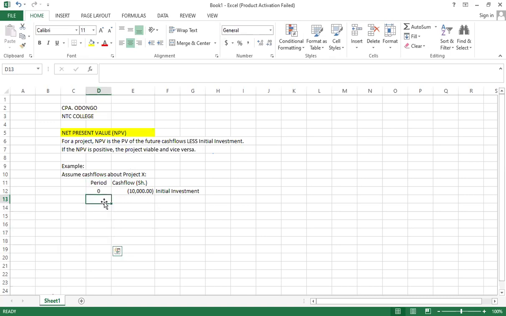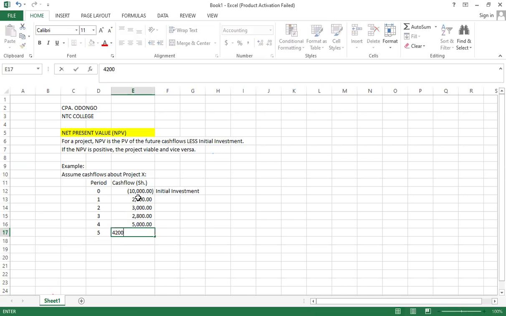Now we'll have period 1, and I can assume that the periods go all the way to period 5. Let the cash flows for period 1 be 2,000 shillings. For period 2, 3,000 shillings. For period 3, 2,800. For period 4, 5,000 shillings. And for period 5, 4,200. So let's assume those cash flows for this project X.